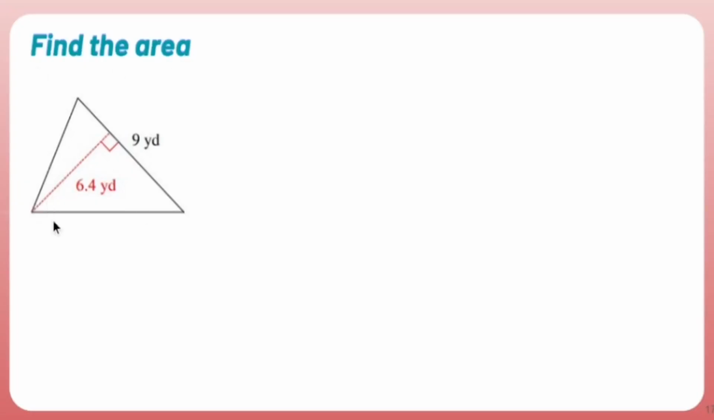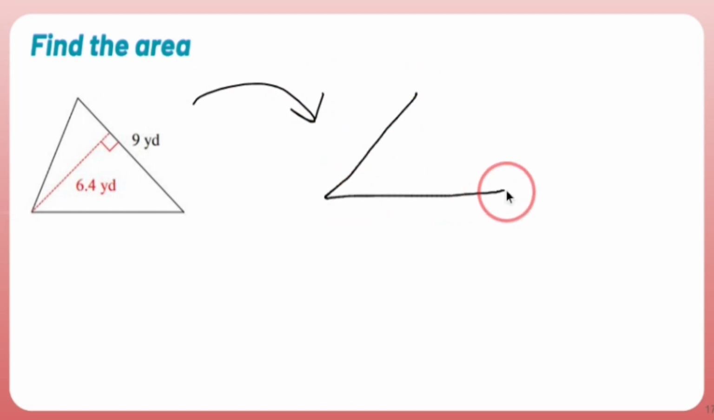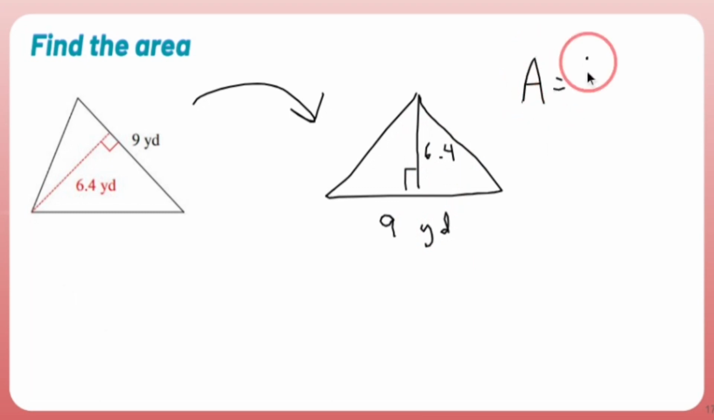Find the area of this triangle right here. Looking at this triangle, it doesn't really look as obvious as it is. But if I were to take this triangle and spin it around and make it look like this, where now I could say that this whole thing is 9 yards and this is 6.4 yards, it's a little more obvious what I have. The area of a triangle is 1/2 of base times height.